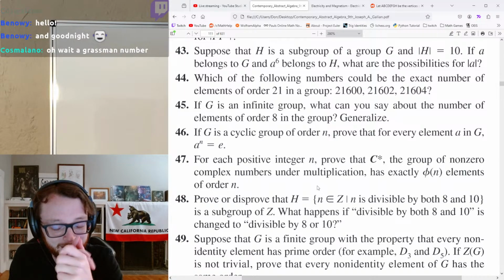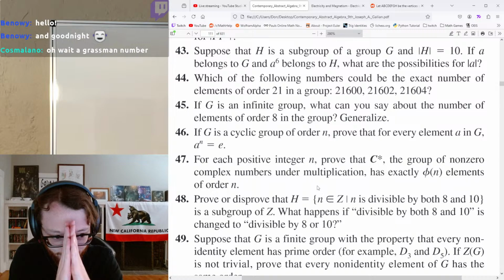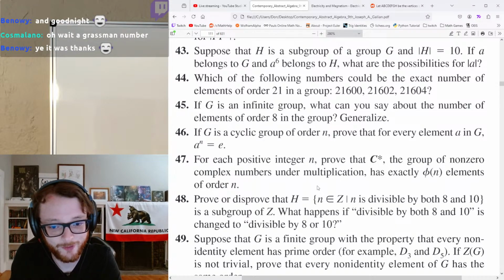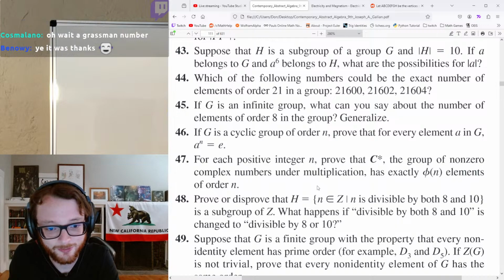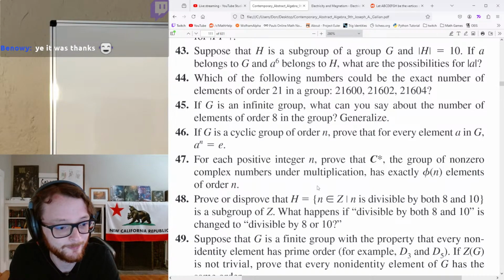So I guess negative i is order 2, right? Because negative i times negative i is positive 1. Okay, so even though it's an infinite group, we can have a finite order, which I didn't think would be possible. But I guess multiplication rules are different. Awesome.